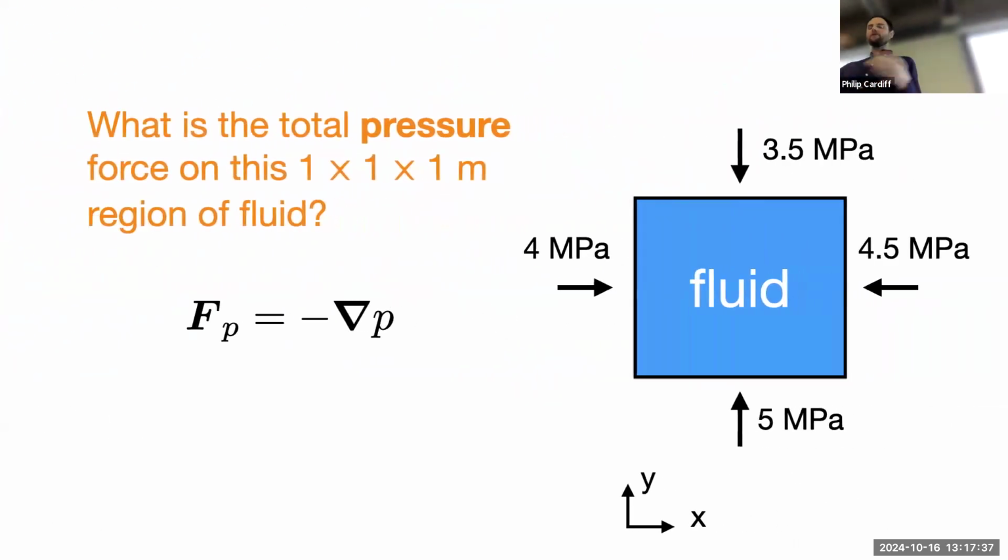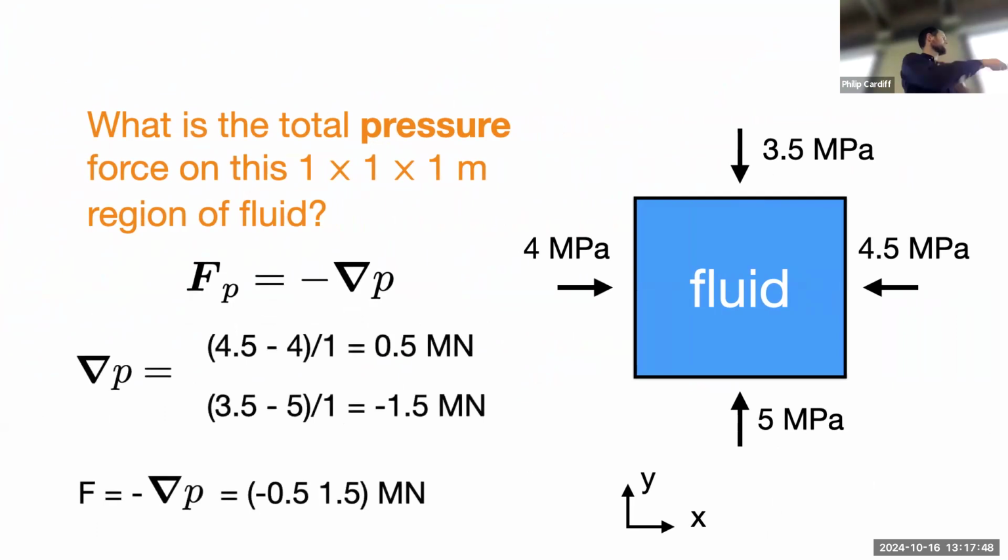So if we were to go back to that problem and do the same thing, rather than calculating directly the force here and force there, the difference to get the net force, we could just calculate the gradient. So we get the gradient in the x direction, 4.5 minus 4 divided by the distance, and 3.5 minus 5 divided by the distance. That's the gradient of pressure vector, and that is the force per unit volume. Actually, this unit is wrong. That's meganewtons. It should be meganewtons per meter cubed. I should fix that.